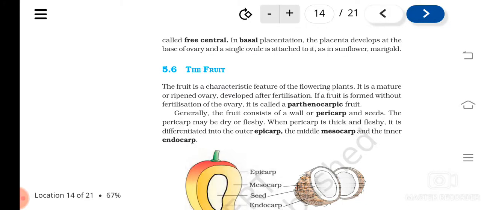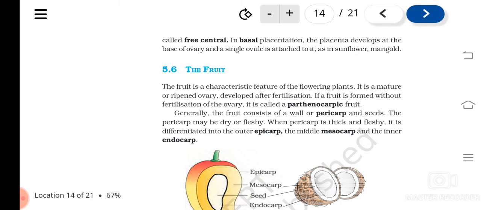Then I told you about the fruit. Fruit is what? The matured ovary is the fruit. After fertilization, the ovary ripens to form the fruit. And sometimes this phenomenon can take place even without fertilization. Those fruits which are developed from the unfertilized ovary are known as parthenocarpic fruits.